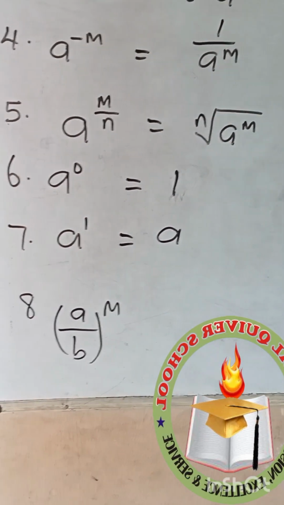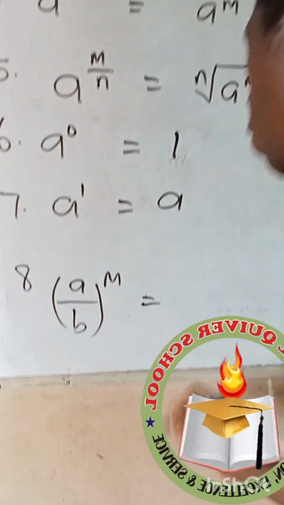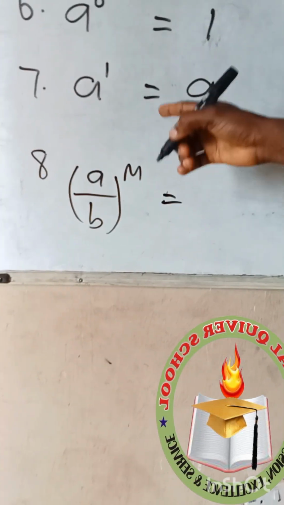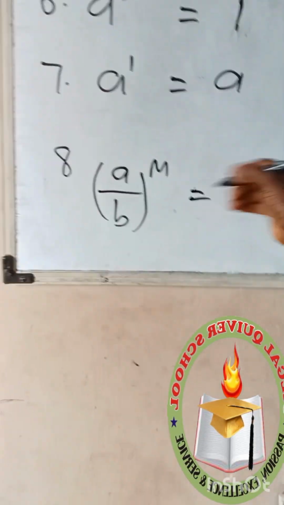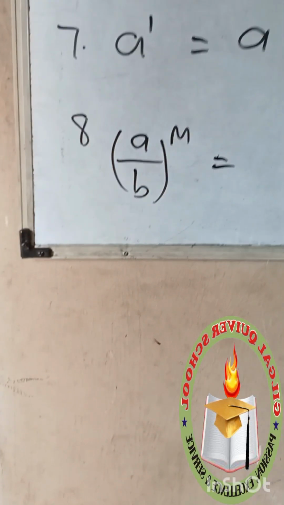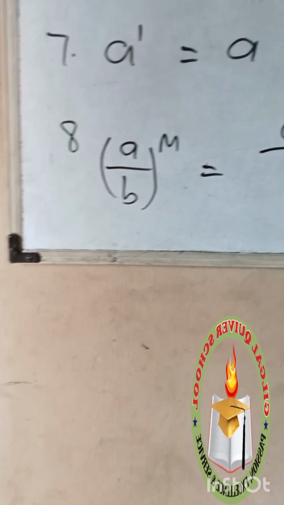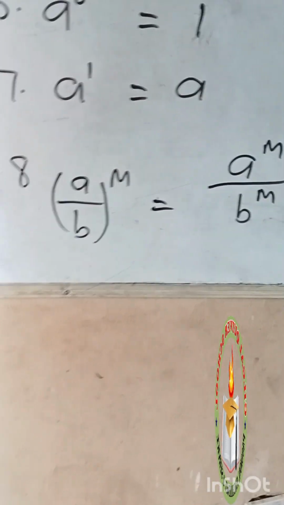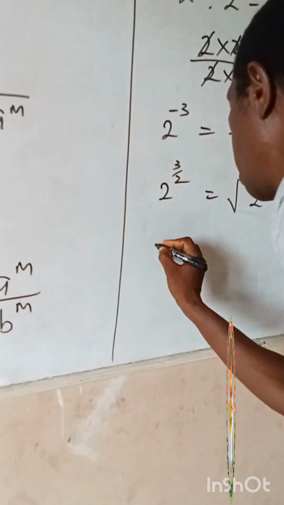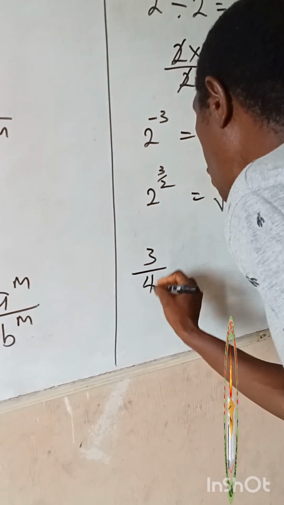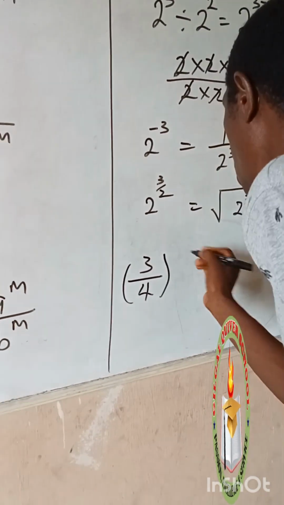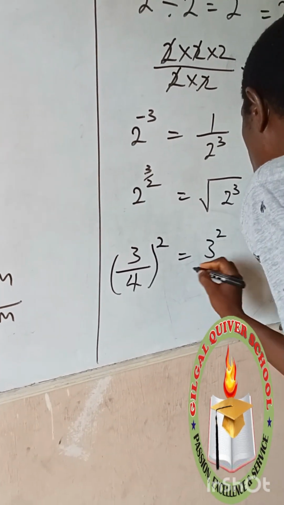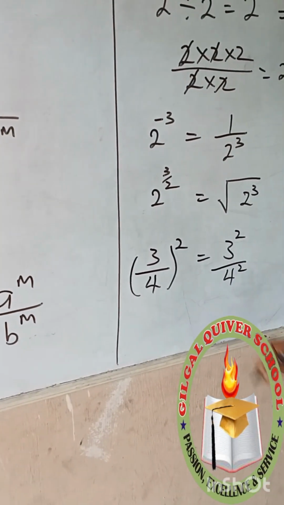Then the last one here, if you have a over b, bracket close, raised to power m, then it means that individually a will be raised to power m and b will be raised to the same power m. So for example, if you have 3 over 4 raised to power 2, then it's going to be 3 raised to power 2 over 4 raised to power 2.